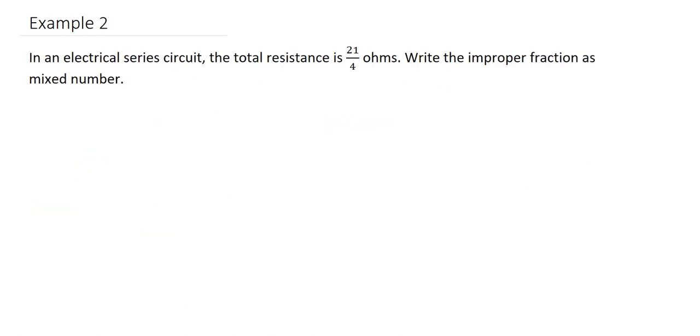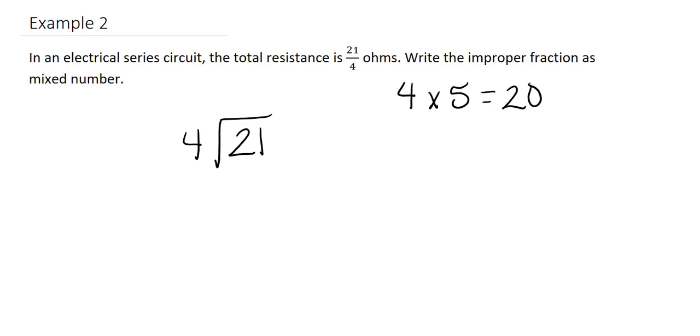Example 2. In an electrical series circuit, the total resistance is 21 over 4 ohms. Write the improper fraction as a mixed number. So we're going to take 21 and divide it by 4. Well, 4 times 5 is equal to 20. So 4 can go into 21 5 times. We put the 5 above the 1. 4 times 5 is 20. We put that below and we subtract. 1 minus 0 is 1. 2 minus 2 is 0.